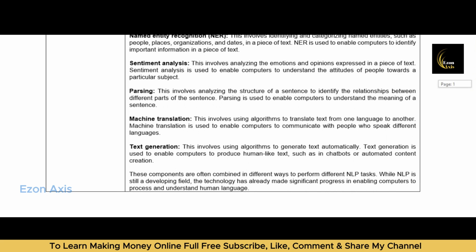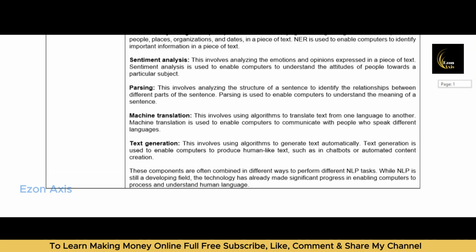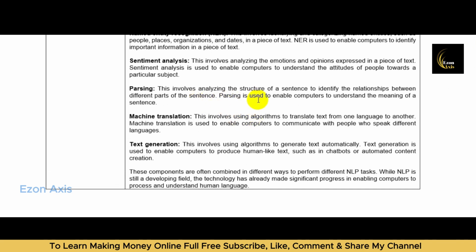Parsing. Next part is parsing. This involves analyzing the structure of a sentence to identify the relationships between different parts of the sentence. Parsing is used to enable computers to understand the meaning of a sentence.